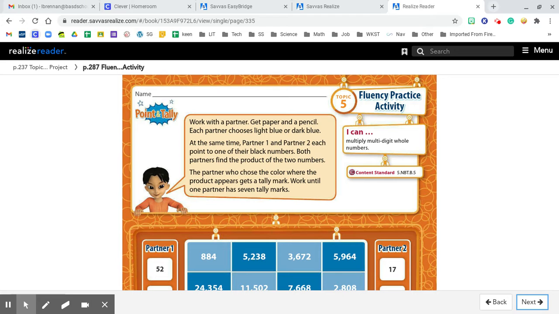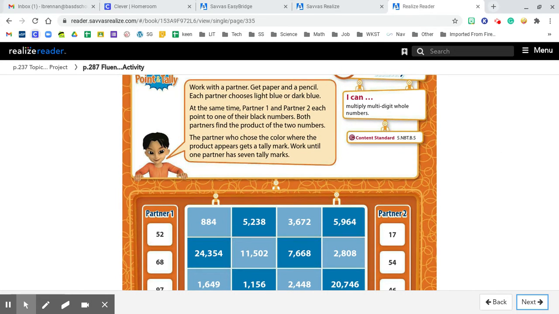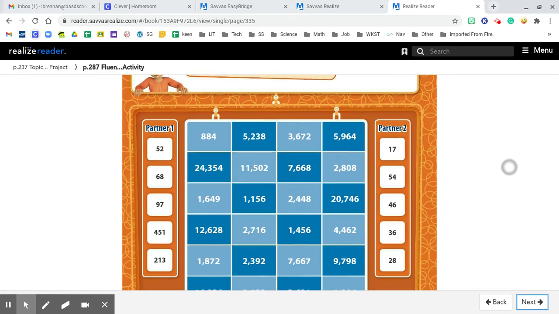Each partner chooses a light blue or dark blue as their color. At the same time, partner 1 and partner 2 each point to one of their black numbers. Both partners find the products of the two numbers. So you're solving the same problem at the same time. Whoever finds the product first gets a tally mark or earns a point. So that's some good review.